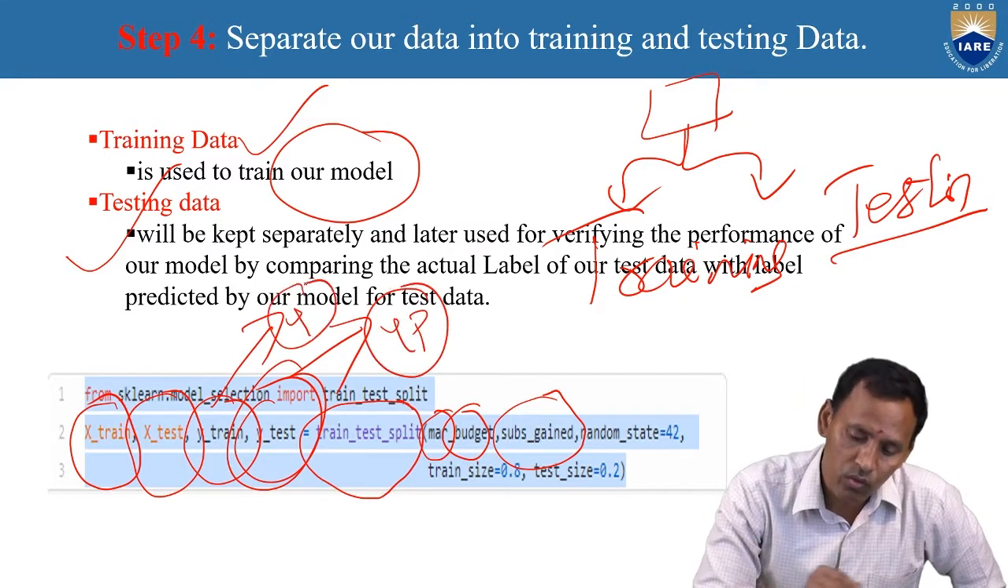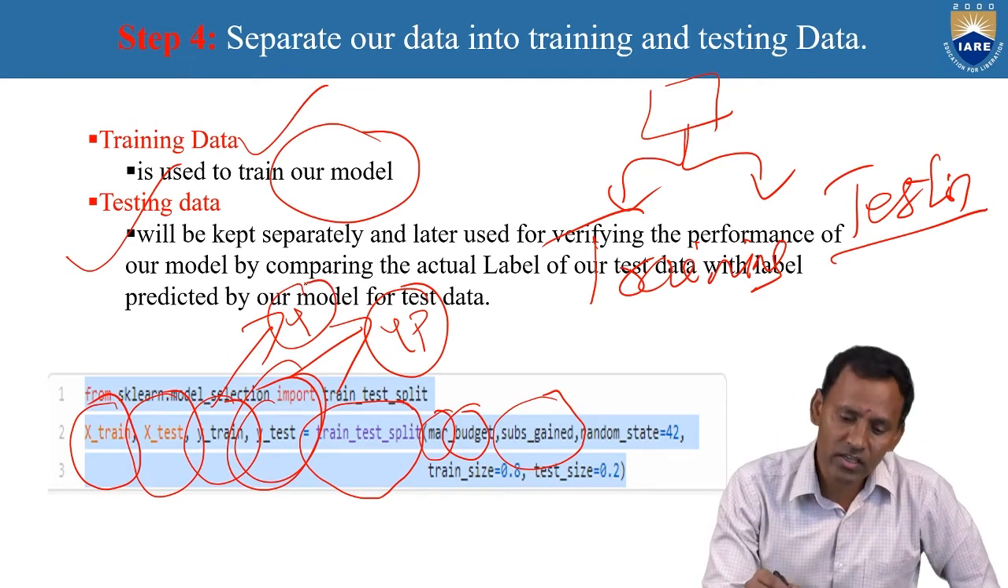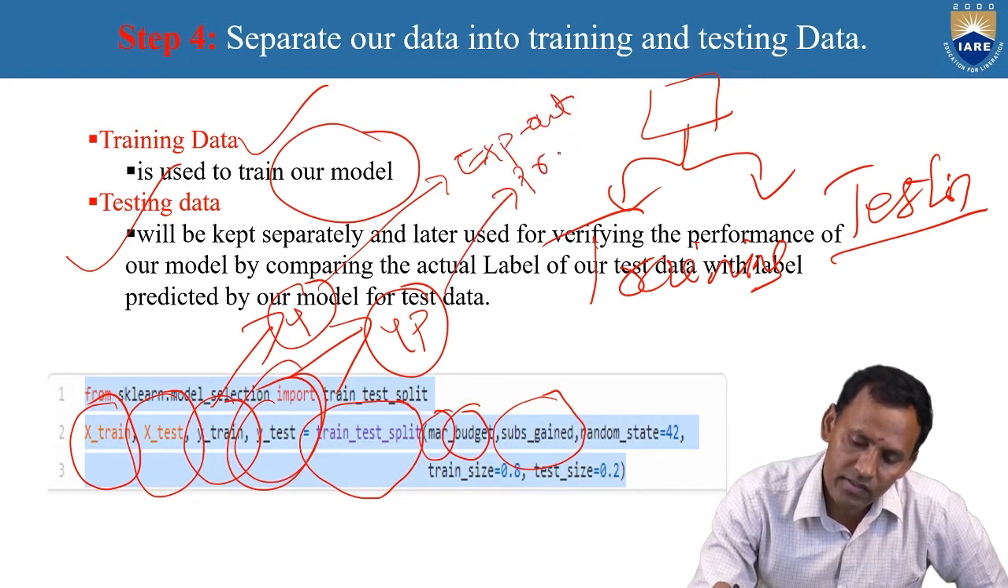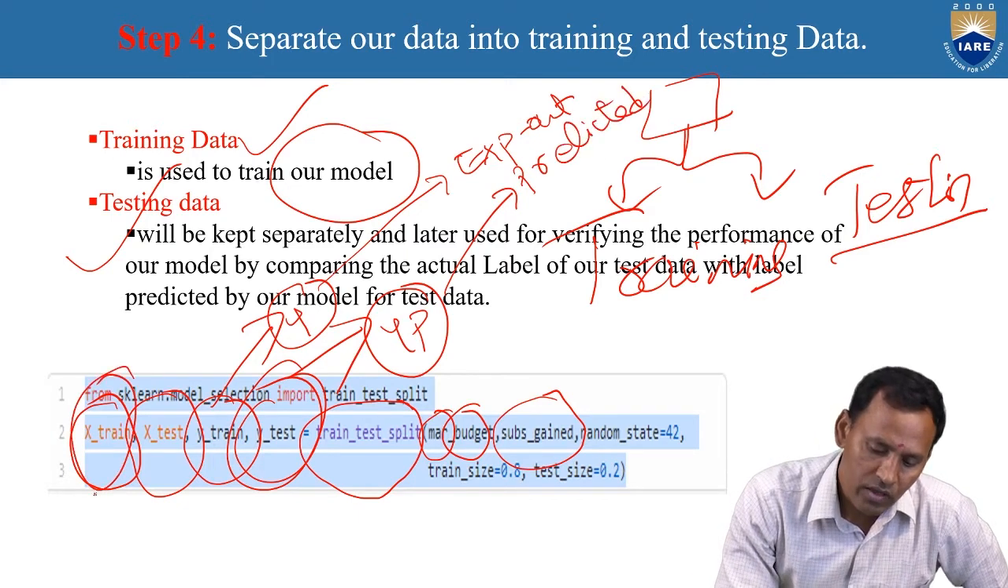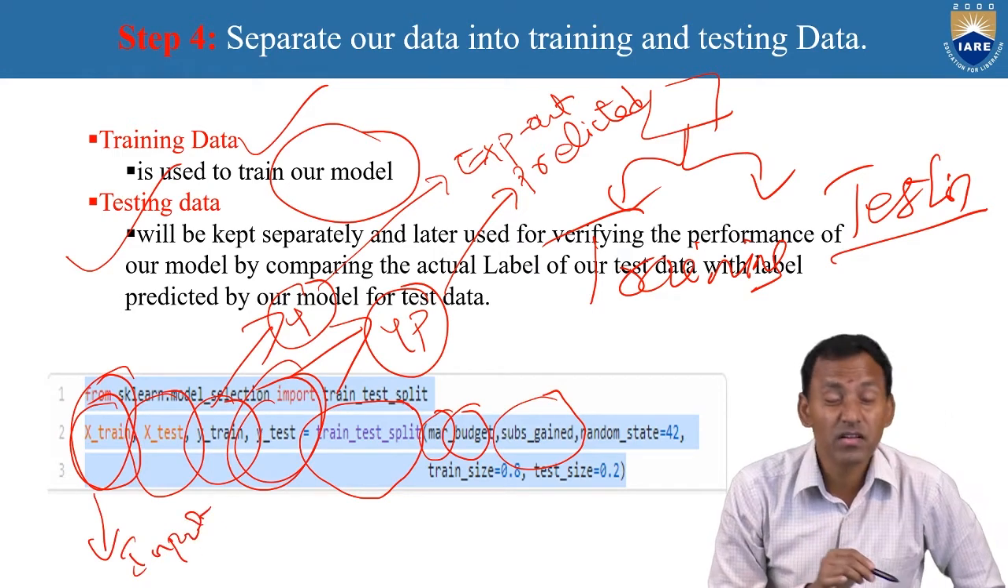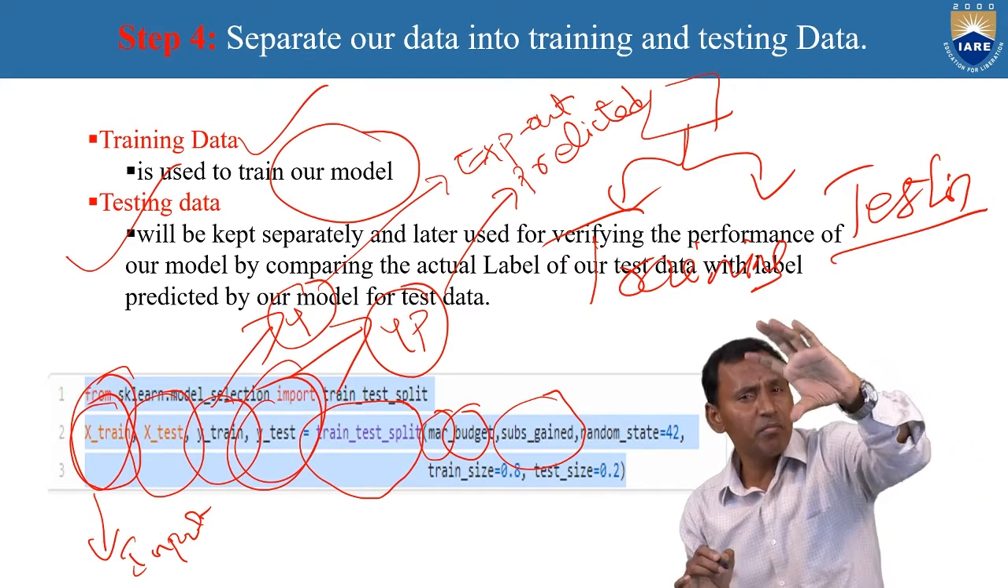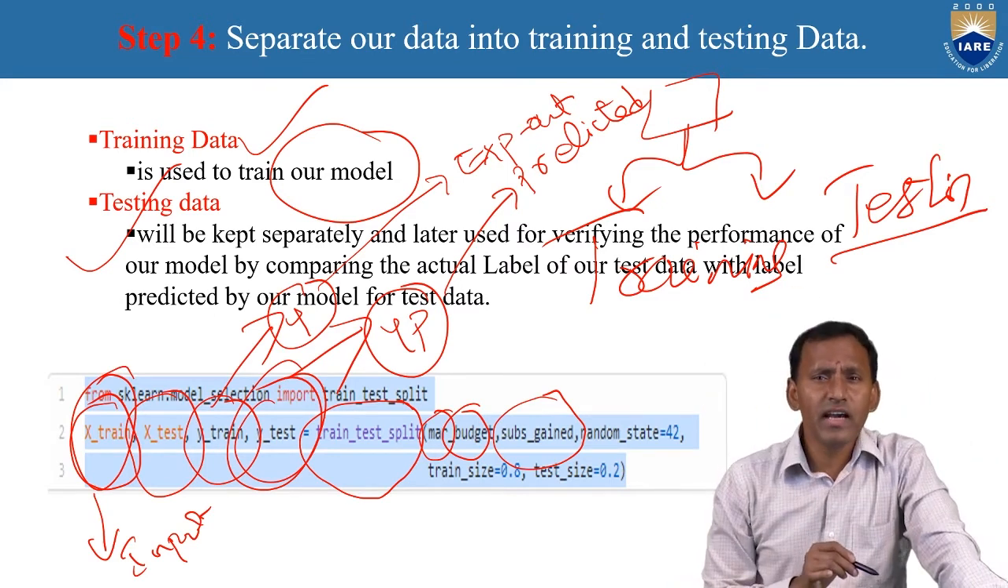So Y means the expected output, and YP means the predicted output. And these two are inputs: inputs at training, and inputs after building the model. Clear? Yes.